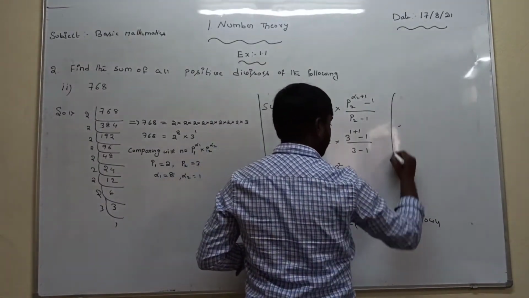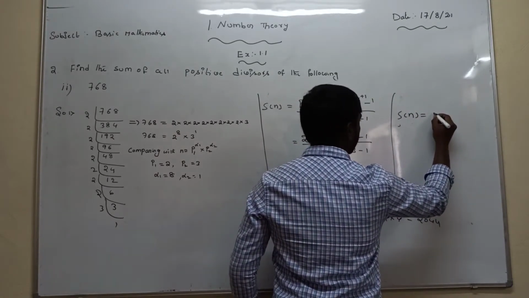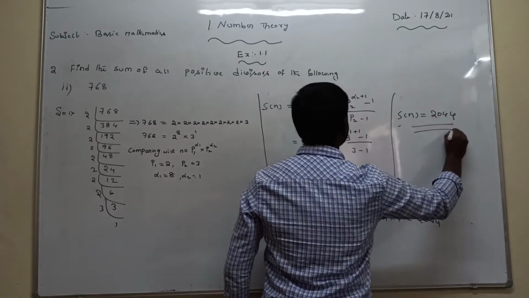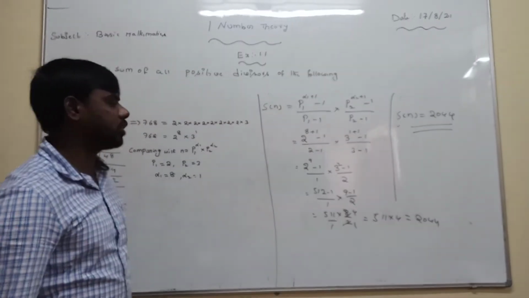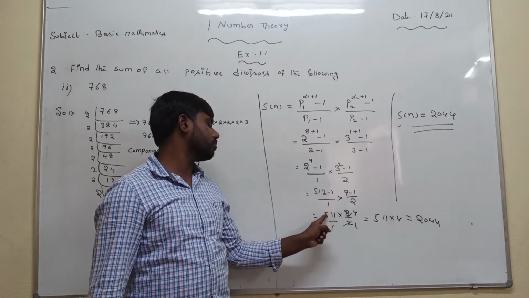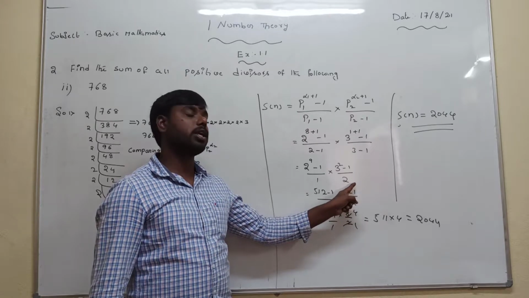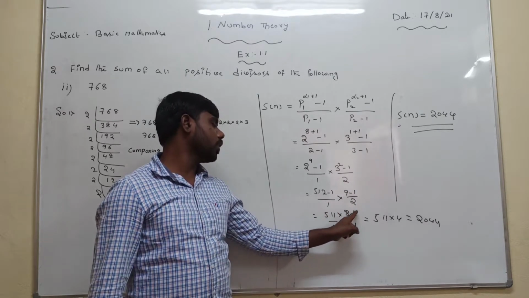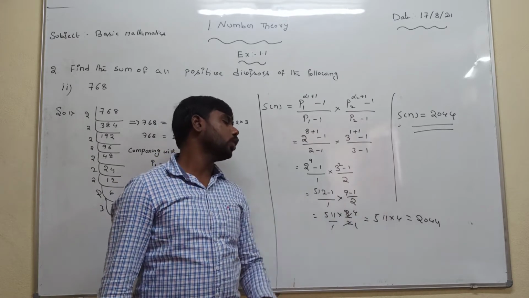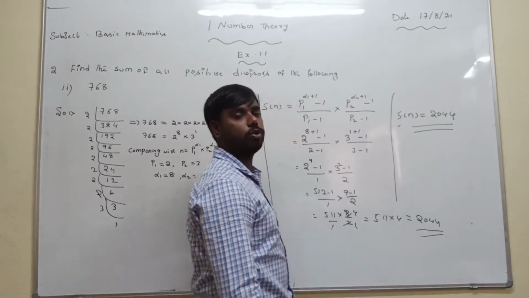So what is the S of n value? Sum of all divisors value is equal to 2044. This is the solution of this question, dear students. 2 power of 9 value is 512. 512 minus 1 is 511, by 1, into 9 minus 1, 9 minus 1 value is 8, by 2. 2 ones are 2, 2 fours are 8. Product with the numerator values, 511 into 4 value is 2044. This is the solution of this question here, students.